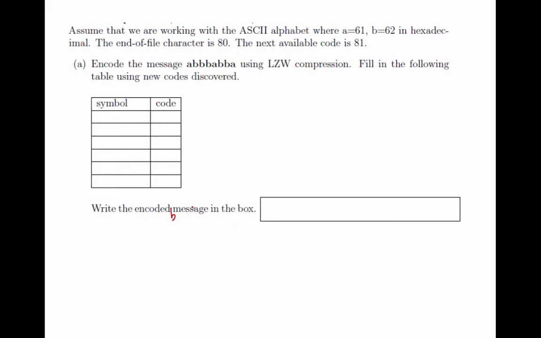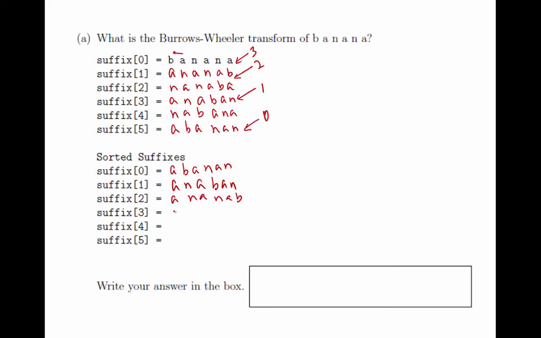And then we have sorted suffix number 3, which is going to be this one here. So that's going to be BANANA. And then the next one is going to be suffix number 4. That's going to be this one here, NABANA. And finally, we have suffix number 5. That's going to be NANABA. So we got suffixes, then we sorted them to get this particular form.